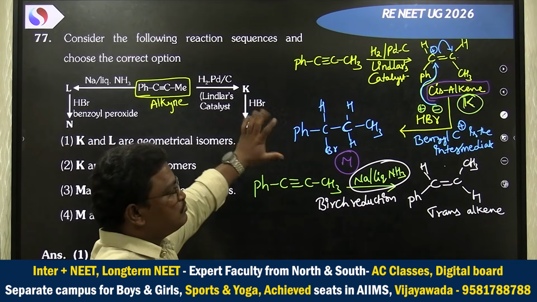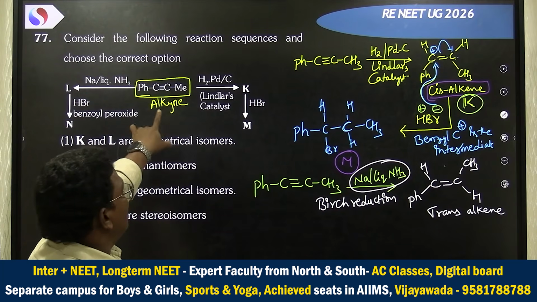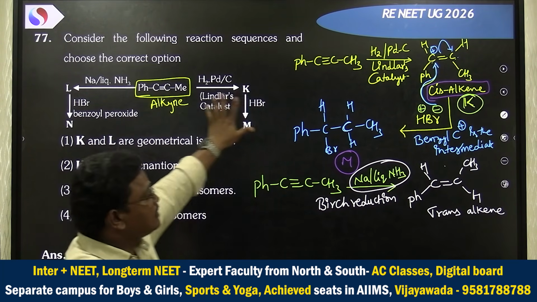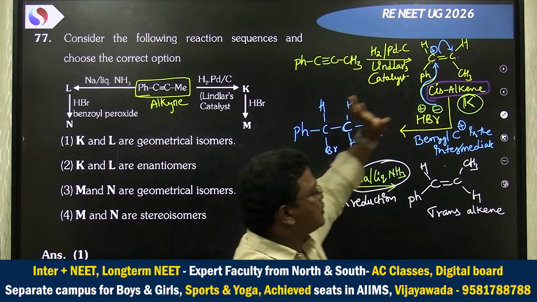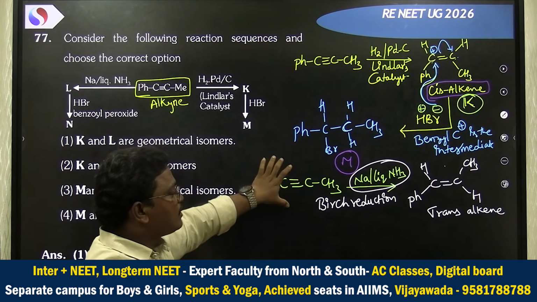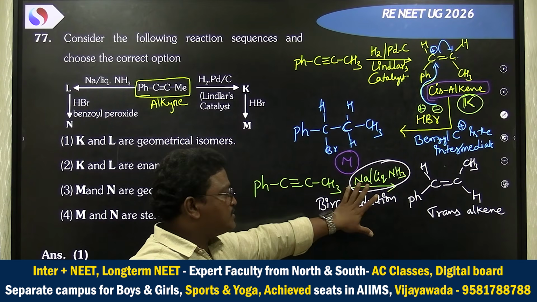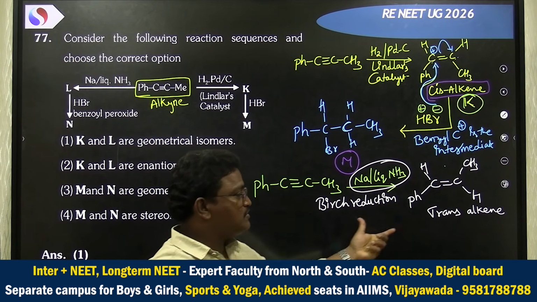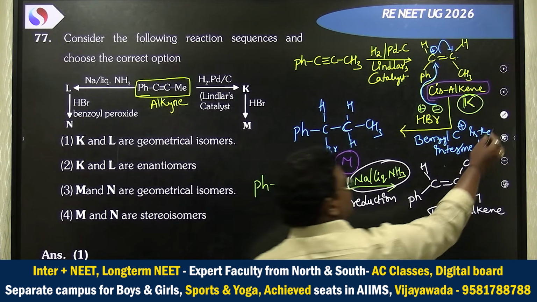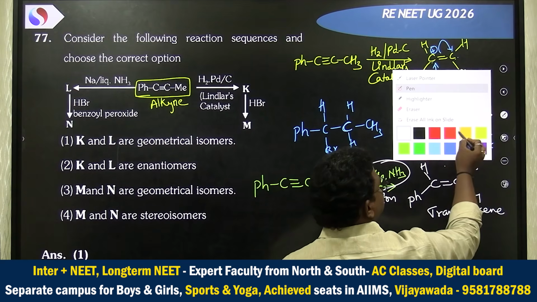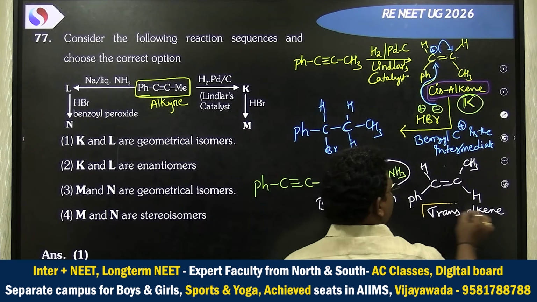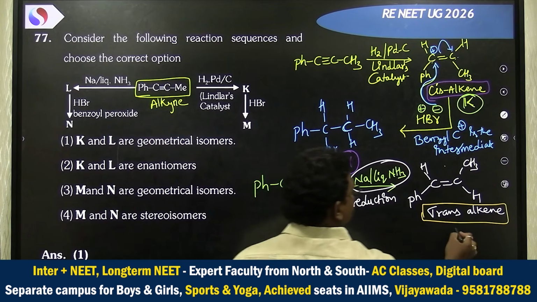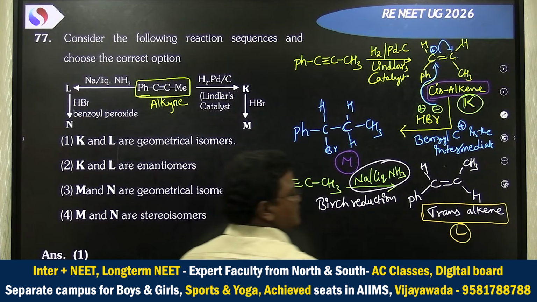You can remember this very simply. Alkyne when treated with Lindlar's catalyst, in that case cis alkene is the product. But the same alkyne, if you treat with Birch reducing agent, sodium in presence of liquid ammonia, in that case trans alkene is the main product. Keep in mind, very very important. This is represented with L.